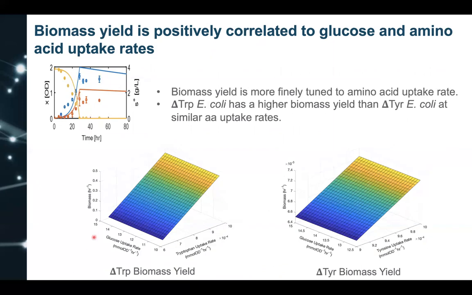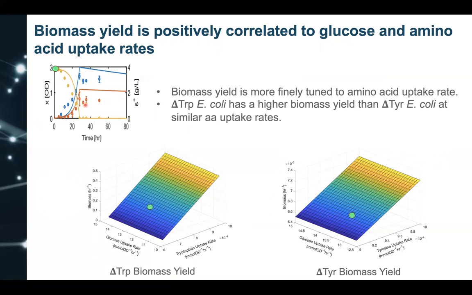And secondly, we see that the auxotrophic tryptophan E. coli has a higher biomass rate than the tyrosine E. coli at similar amino acid uptake rates. And this does confirm with our data. We knew that we should have larger amounts of tryptophan available than tyrosine available over time, and that tryptophan will grow quicker than tyrosine. So all this does add up.